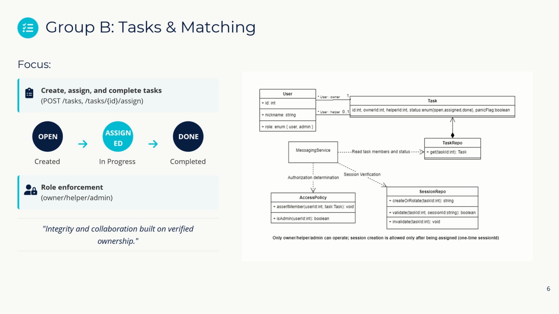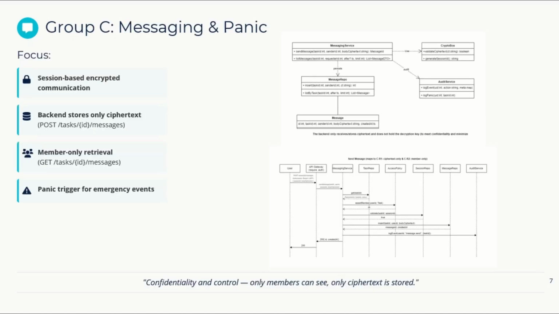Now, my teammates will introduce Group C and D, which focus on secure communications. Group C implements end-to-end encrypted messaging and a panic alert mechanism. Users can communicate securely about ongoing tasks. Before messages are sent, the front end performs AES encryption locally. The backend receives only ciphertext and stores it in an H2 in-memory database, which clears itself once the system shuts down, ensuring privacy by default.